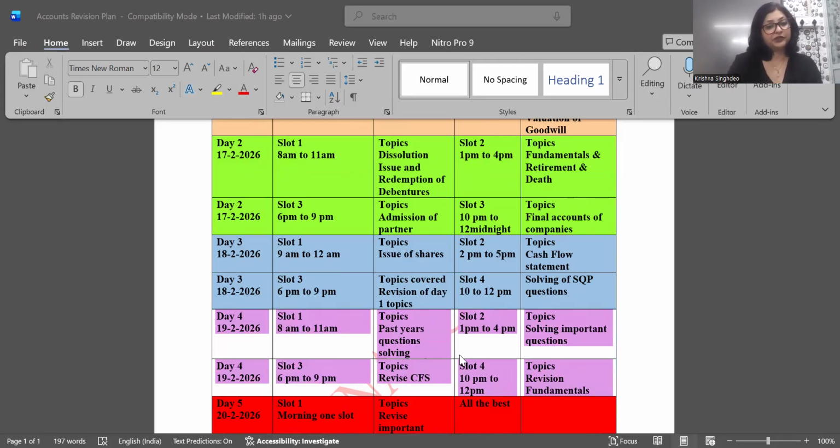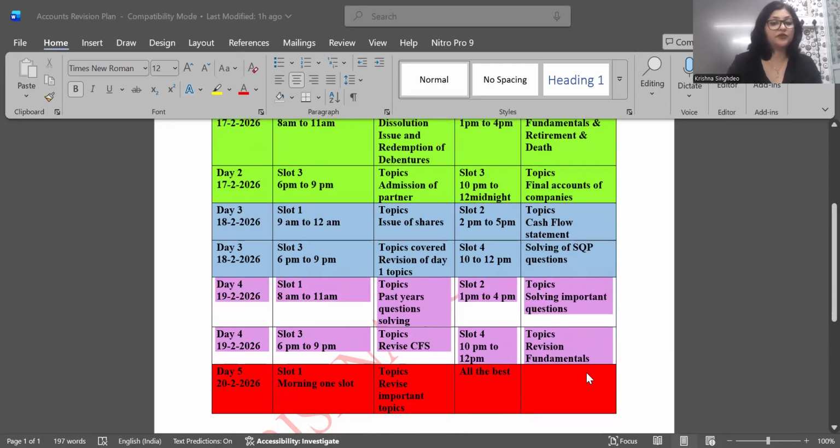Day 4 slot number 3 is 6 p.m. to 9 p.m. Here again cash flow statement, because it's a big topic, you can revise. If you're good at cash flow statement, you can revise issue of shares and even admission. Then slot number 4, revision of fundamentals should be done. Now comes the final day, day 5. Here we will have only one slot, because on this day you have your examination. Slot number 1, which is the morning slot, whichever topic you feel is difficult for you and to which you have given less time, you should revise on this day.